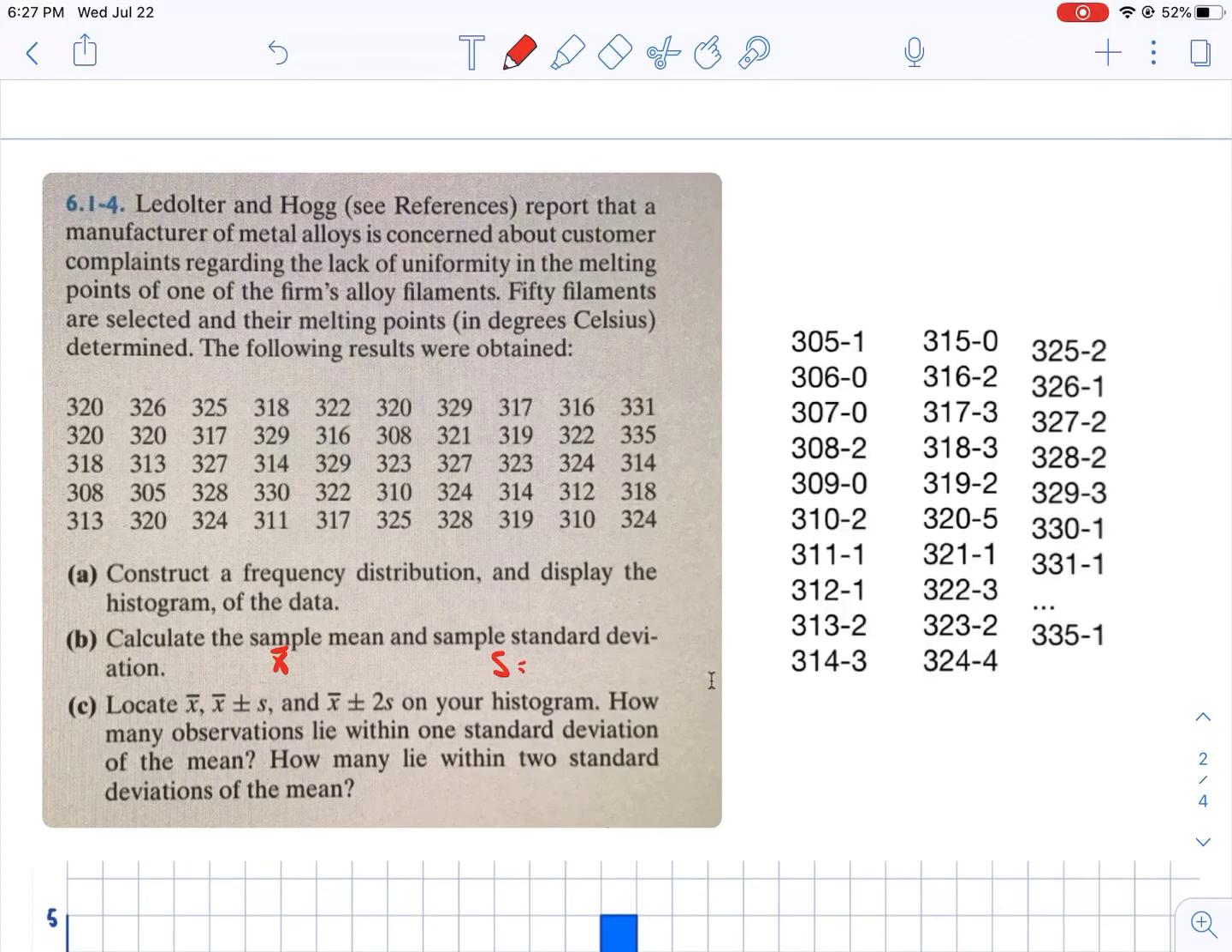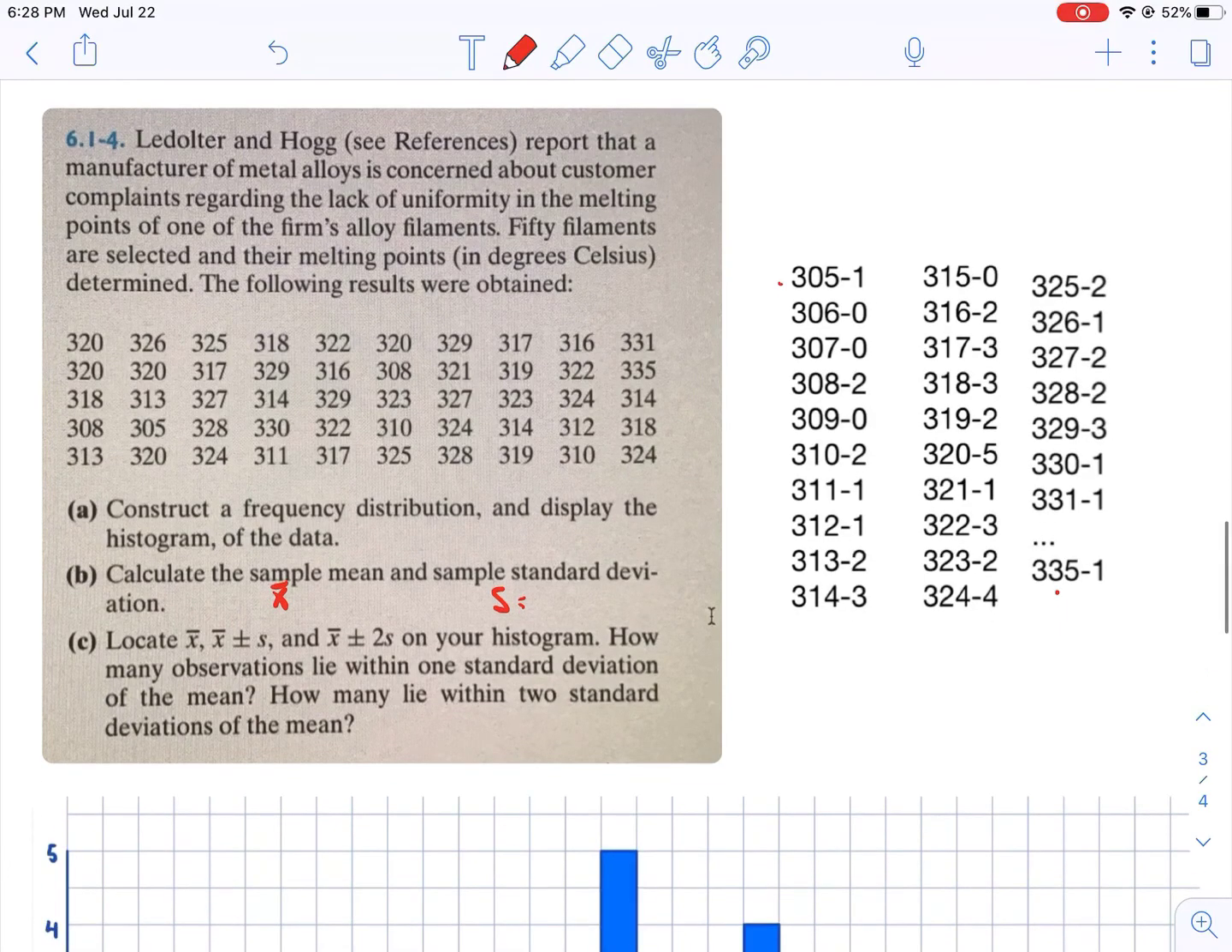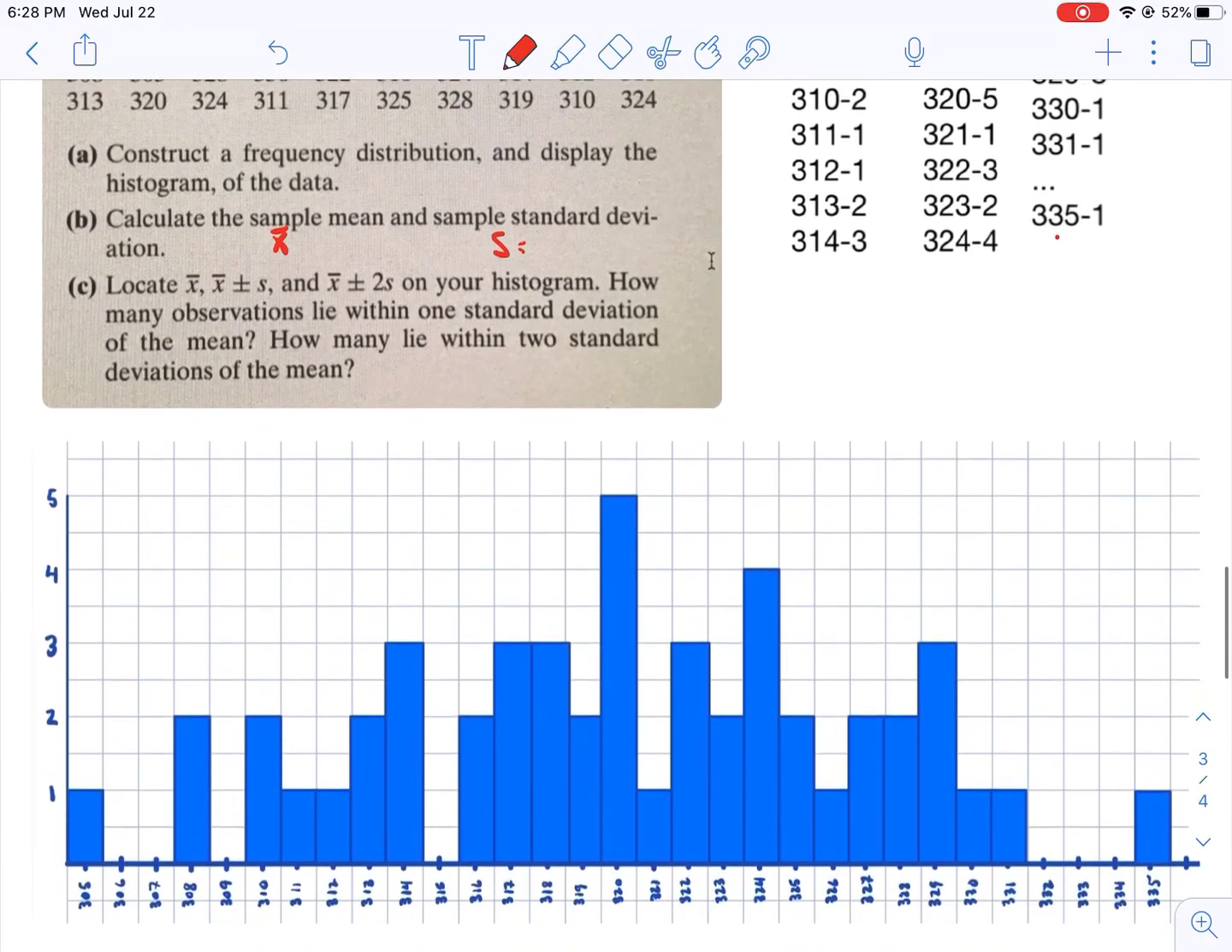So I started by making a frequency table. You can see here I've got 305 is my lowest value. I've only got one of those. 335 is my biggest value. I've only got one of those. I can find the range of these values. If I wanted to set up an interval class and do it that way, I could, but we've just got all of the values here. I constructed the histogram just based on the frequency, and this is what it looked like.